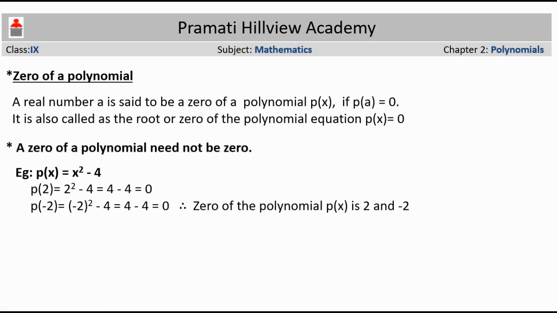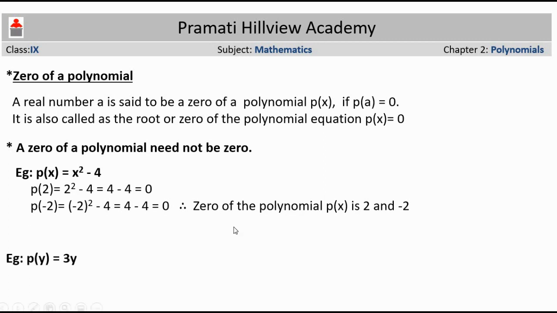That is, a zero of a polynomial need not be 0. Here, x square minus 4 is a polynomial of degree 2, and we can observe that x has two values, that is 2 and minus 2, which make this polynomial x square minus 4 equal to 0. So, a polynomial of degree 2 has two roots or two zeros.